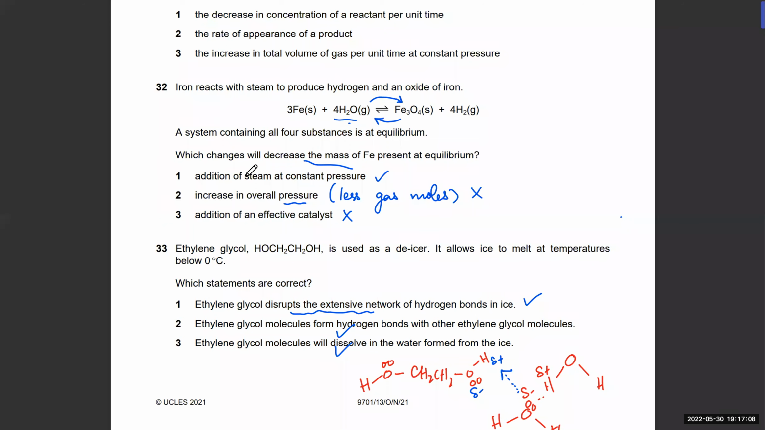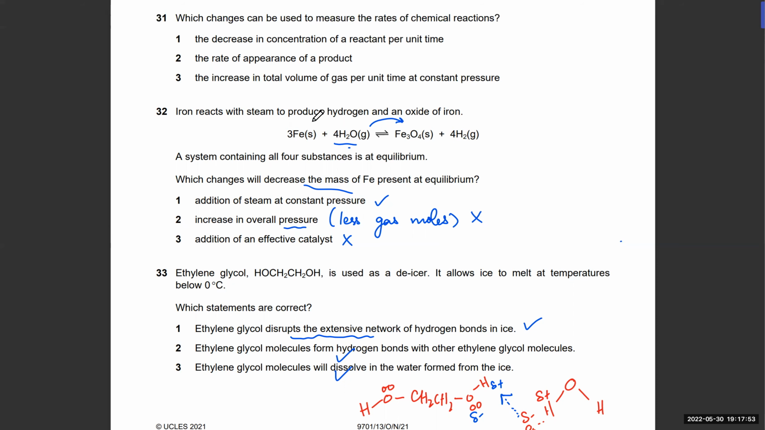I'm going to repeat the first one. The rule is if you increase the concentration of something, the equilibrium tries to decrease it. So if you add steam, the concentration of steam would be higher and the equilibrium will try to decrease it. How will it do that? It will move the equilibrium to the forward side, the right side. So when the equilibrium moves to the right, the amount of Fe would decrease because a lot of it will be converted into Fe3O4. Is that clear?